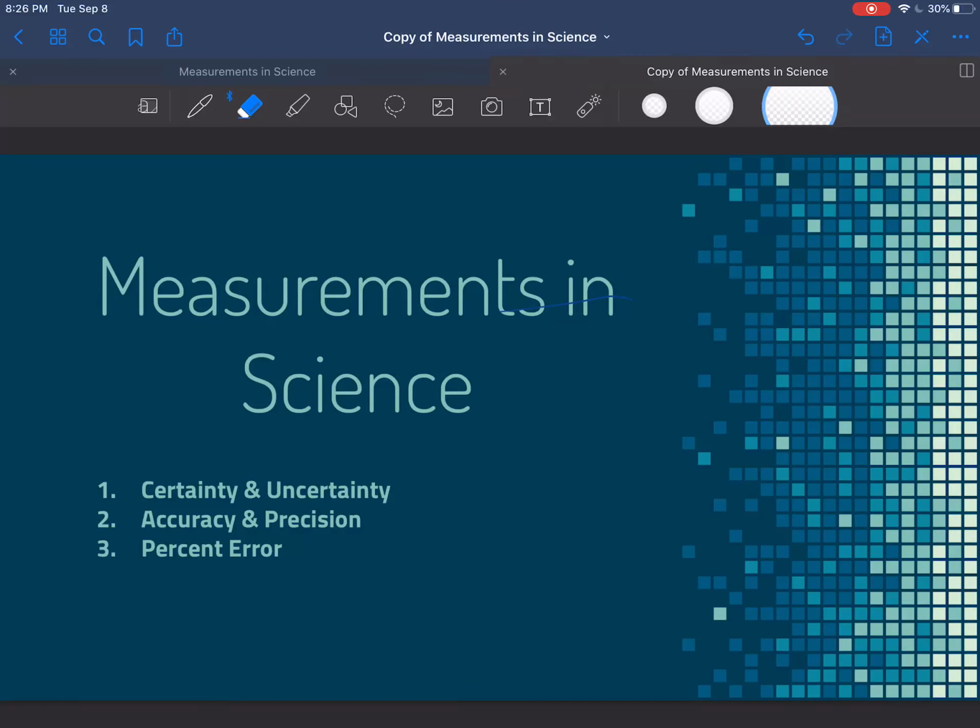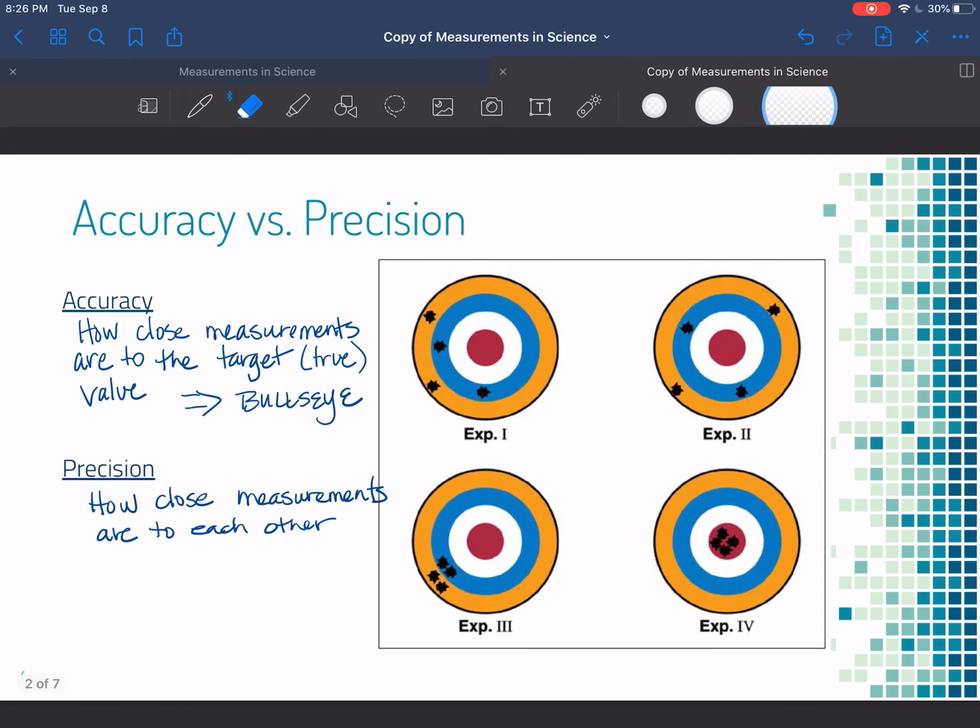Let's talk a little bit about accuracy and precision of measurements in science. I know that the terms accuracy and precision are used interchangeably in general talk, but in science, they're two independent things, and it's worth talking about them independently. So let's talk about what those two things are.